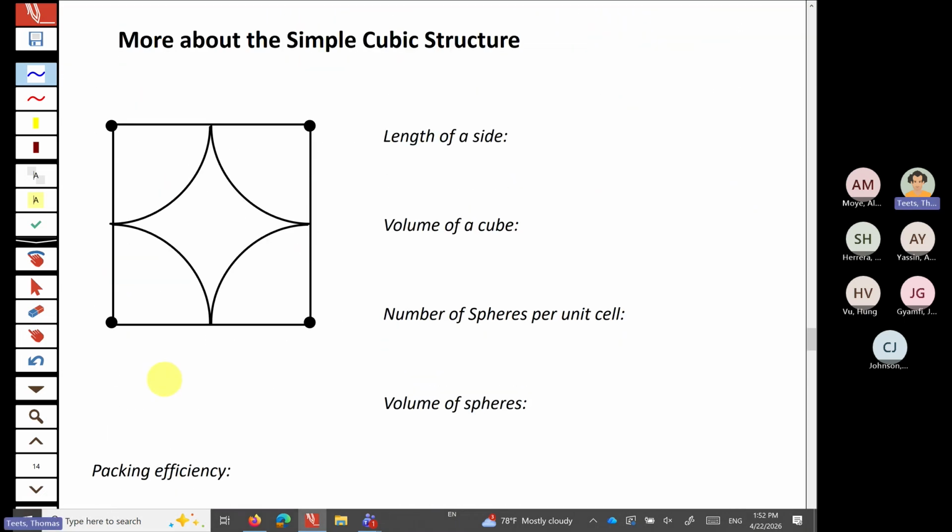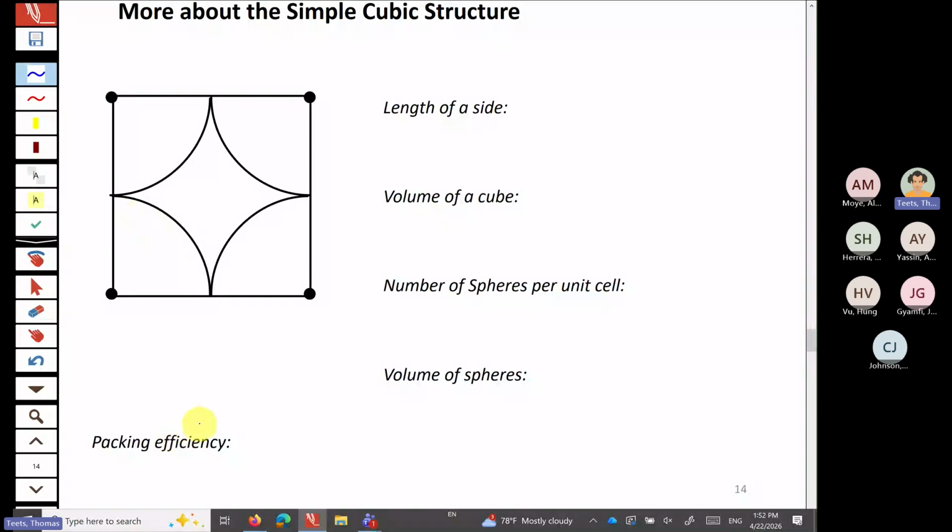some information about the length of a side, the volume of the cube, and importantly at the end, what's called the packing efficiency. Now, these types of derivations, you're not going to be that responsible for reproducing all of them, but I think if you understand where a lot of this stuff comes from, it does help you to sort of visualize these structures at a deeper level.